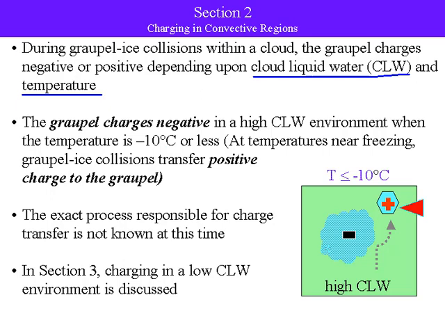It should also be noted that at temperatures near freezing, or a little bit warmer than minus 10 Celsius, the graupel-to-ice collisions transfer positive charge to the graupel. Now, the exact process responsible for this charge transfer is not known at this time, and in Section 3 we'll discuss charging in a low cloud liquid water environment.